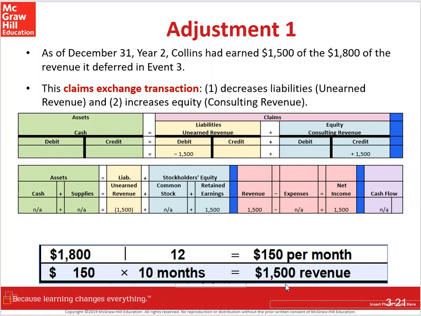Here's a question. What's left in unearned revenue after this? $300. 2 more months, January and February of the next year, times 150. It's always good to be able to reconcile in our head. So we've got 300 remaining as unearned. 1,500 has now been earned and is going to move over to real revenue, in this case, consulting revenue. So we're decreasing the liability with a debit of 1,500, and we're increasing our revenue, consulting revenue, with a credit, which is then going to make net income, retained earnings, and owner's equity go up. So we've got a claims exchange transaction.